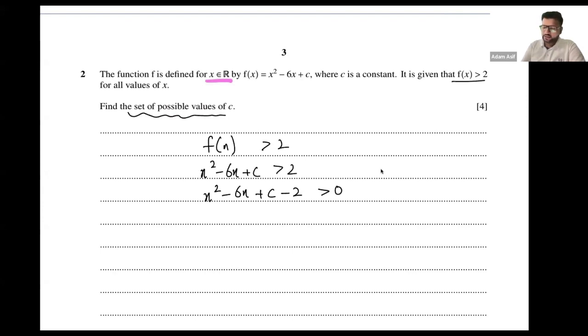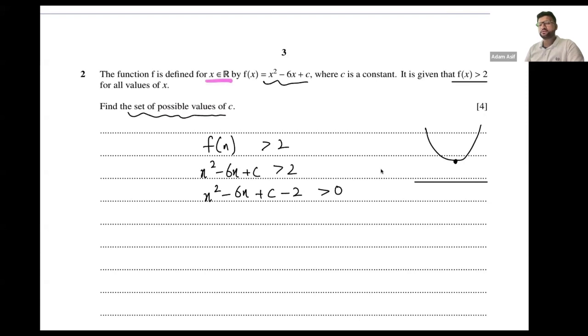See, the range is f of x greater than 2, and it's a minimum curve. So if this is your x-axis and this is your curve, you want your curve to be greater than 2, right? If the range is greater than 2, that means the minimum value is greater than 2. So what can you say about the discriminant? Is it going to be greater than 0, less than 0, or equal to 0? No, it's going to be less than 0.